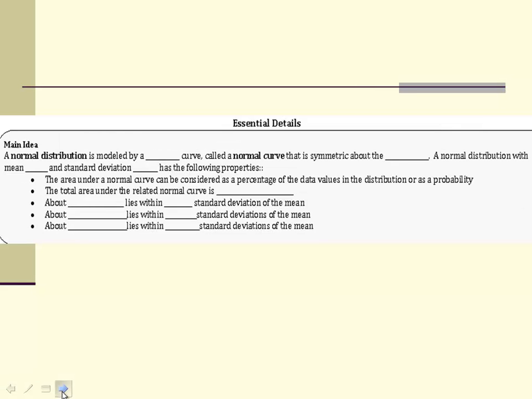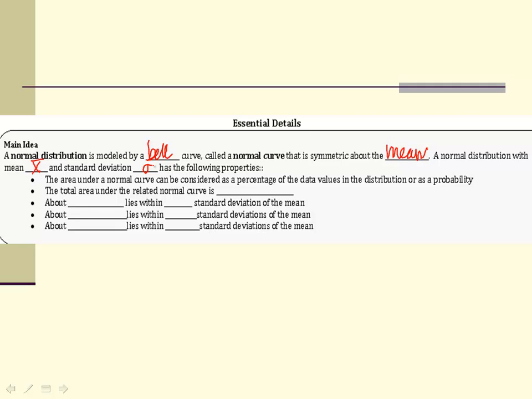As we do this, we want to look at the fact that a normal distribution is modeled by a bell curve. We call it a normal curve because it's symmetric about the mean, or the average if you want to call it that. We know that the mean is represented with an x and a bar over top, so x bar. And the standard deviation, we said, had this symbol for sigma. Now, there are a few main ideas that we need to know about talking about a normal distribution.